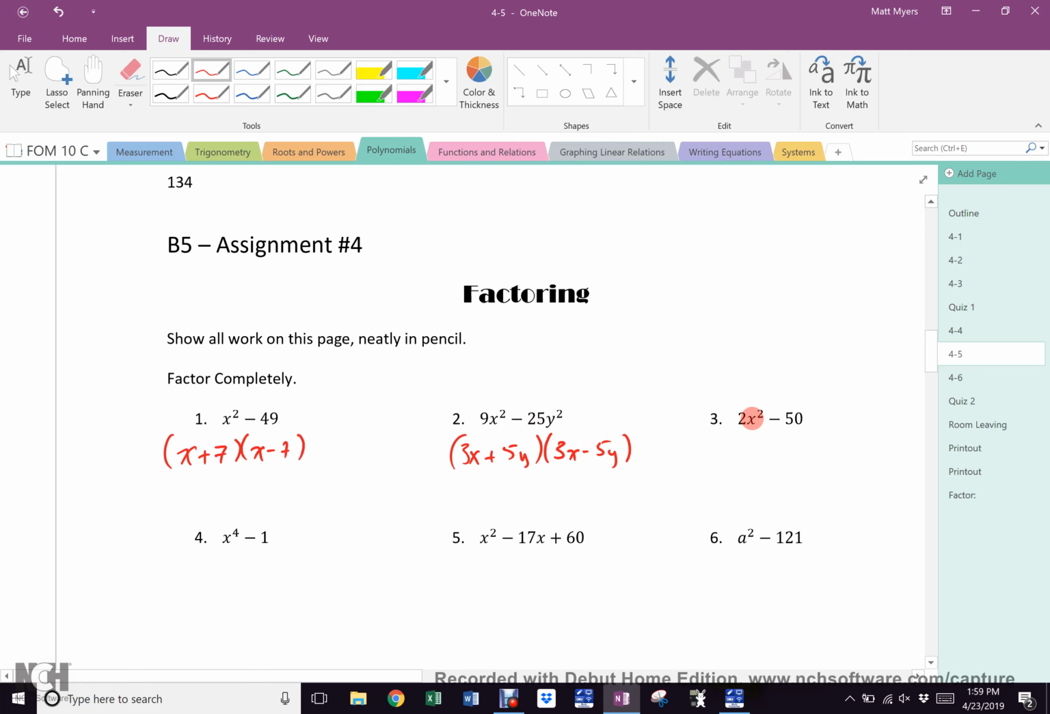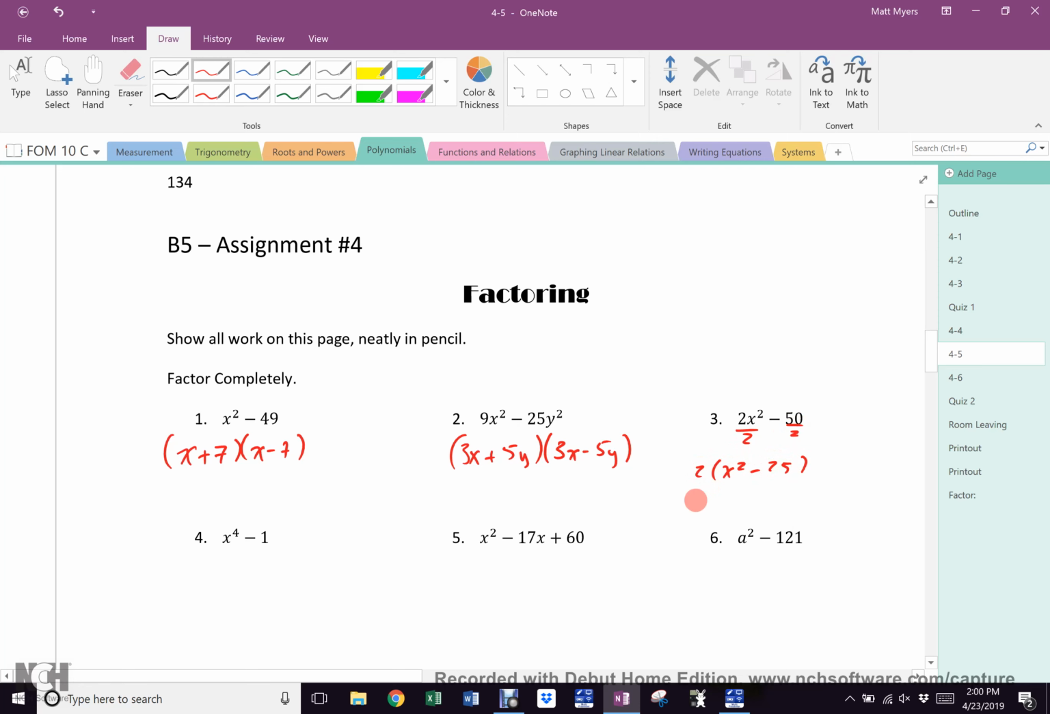Is this a perfect square? No, why? 2 has no square root. So I don't like that 2. I better get rid of it. What's the only way to get rid of something? Divide by 2. Can I divide that guy by 2? Yeah, sure I can. So I get 2x squared minus what? 25.